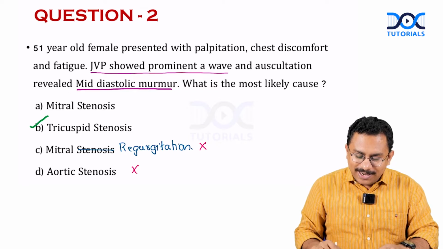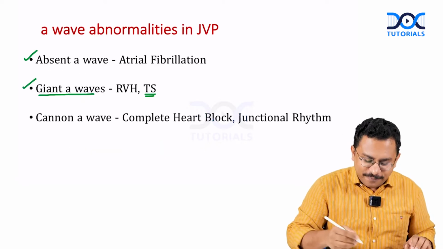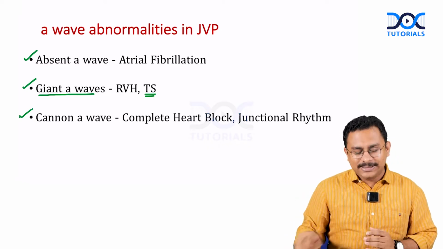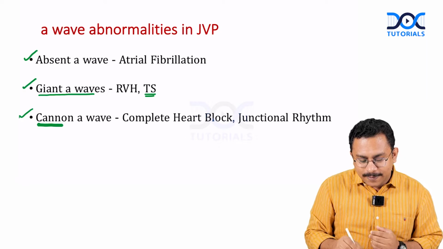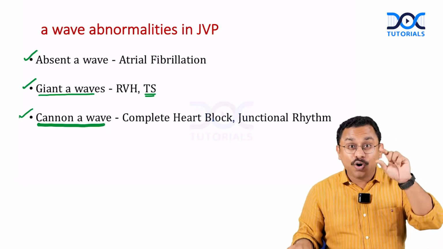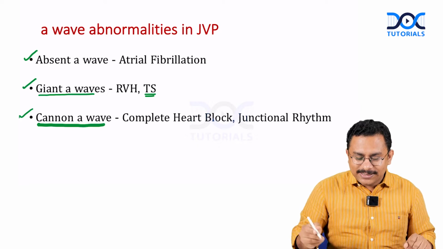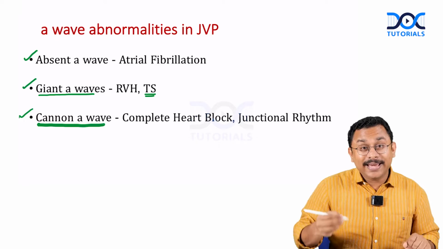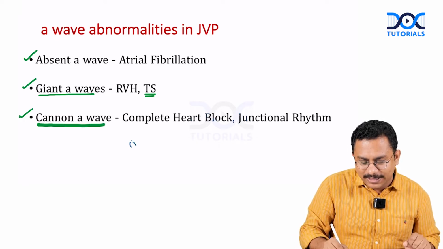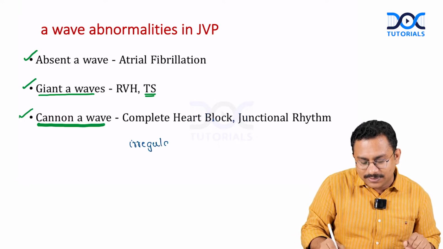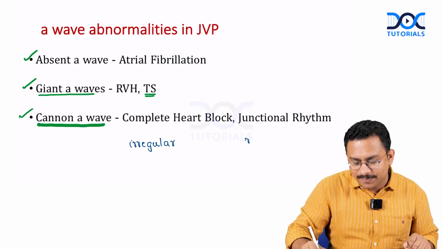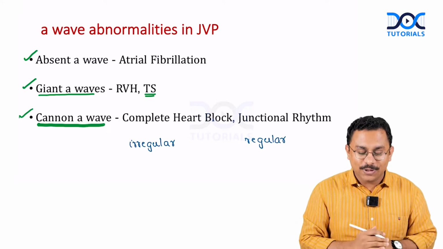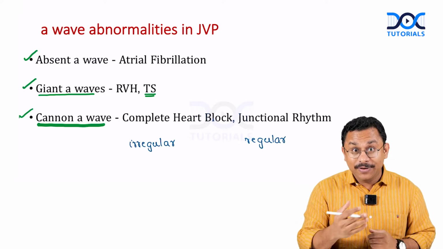Now, regarding cannon A wave, what is the difference between cannon A wave and giant A wave? Both are prominent A waves. The difference is, in the case of cannon A waves, the right atrium is contracting against a closed tricuspid valve. And this can happen in complete heart block as well as junctional rhythm. In complete heart block, you can have irregularly occurring cannon A waves, whereas in junctional rhythm, you get regularly occurring cannon A waves. So these are the A wave abnormalities that you get in the JVP.